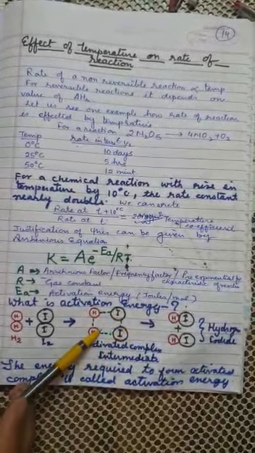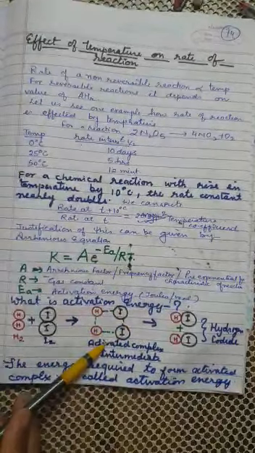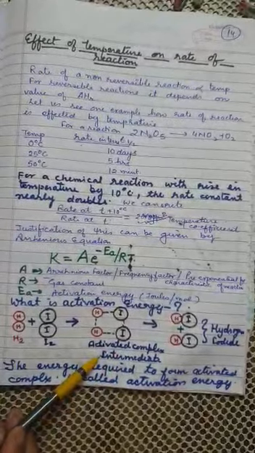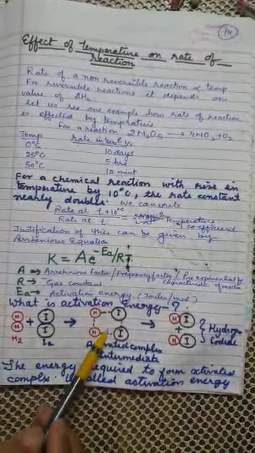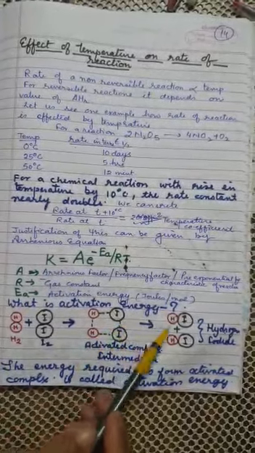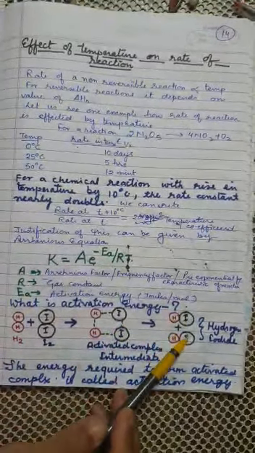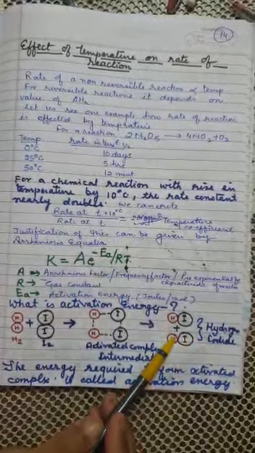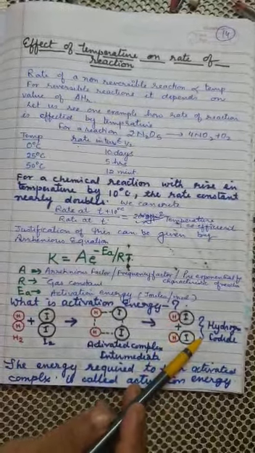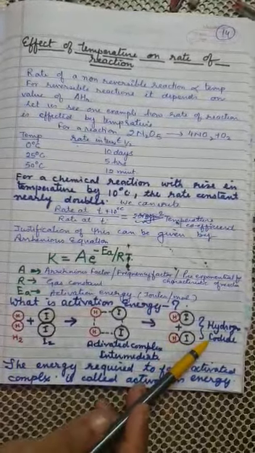This is a very high energy molecule, called the activated complex. Because the energy of this molecule is very high, obviously it is quite unstable, and it breaks into two molecules of hydrogen iodide with the liberation of energy. The energy of these product molecules is less than that of the activated complex, so the energy is released.